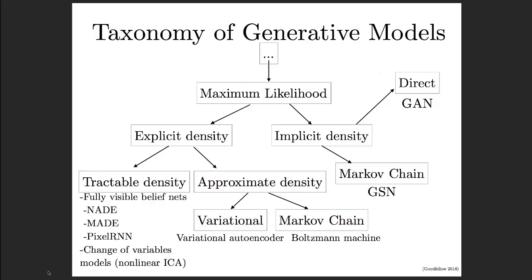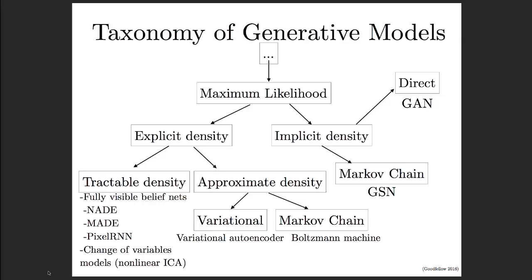Finally, we may give up altogether on having an explicit density function, and instead we represent the density function implicitly. This is the rightmost branch of the tree. One of the main ways that you can implicitly represent a probability distribution is to design a procedure that can draw samples from that probability distribution, even if we don't necessarily know the density function. If we draw samples using a Markov chain, that gives us one family of models, of which the main example is the generative stochastic network. And then finally, if we would like to draw samples directly, we have models like generative adversarial networks or deep moment matching networks, which are both examples of models that can draw samples directly but don't necessarily represent a density function.